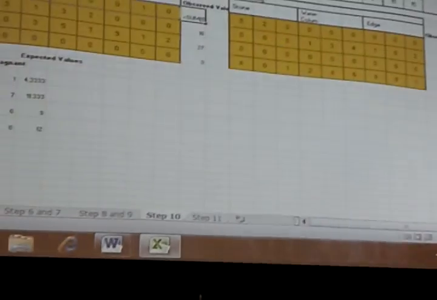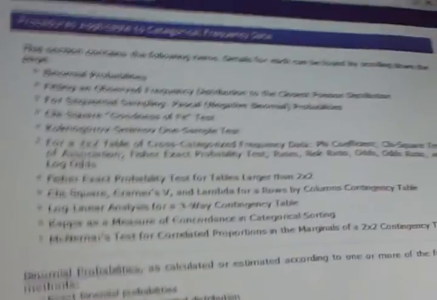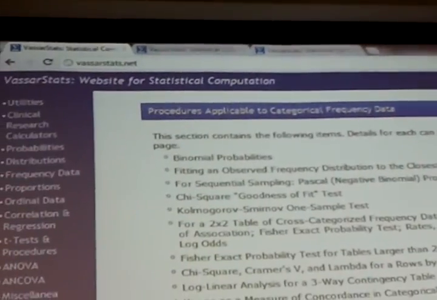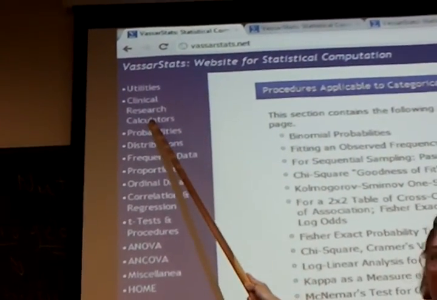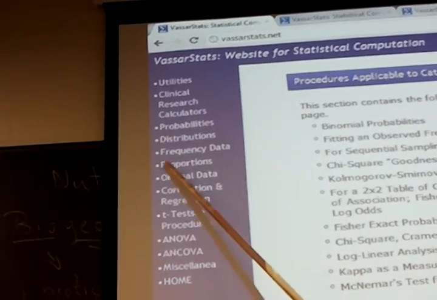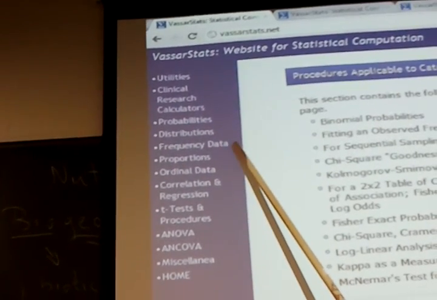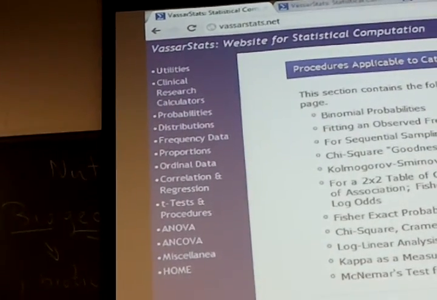Okay? So just like with Vassar Stats, like we did for Warren Woods, we can go back into Vassar Stats. There's a different place that you go to for this. So on your regular Vassar Stats open, we went to clinical research calculators before, remember? You now want to go to frequency data. So you click frequency data instead, and then you'll get this page.